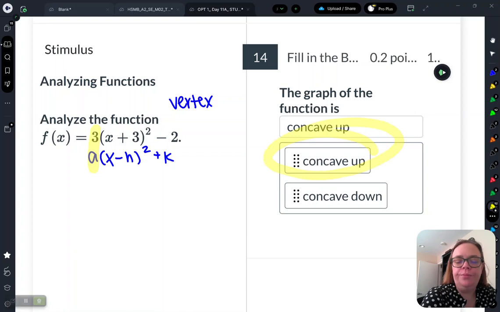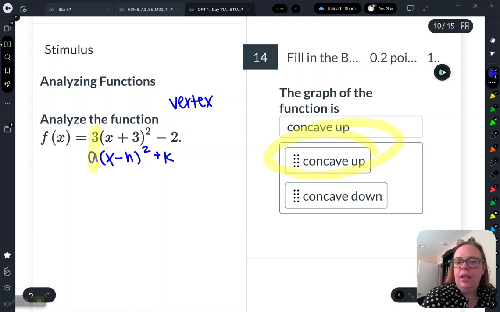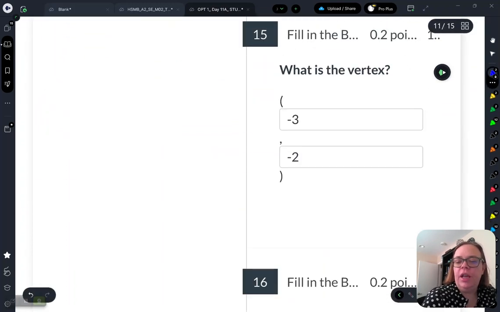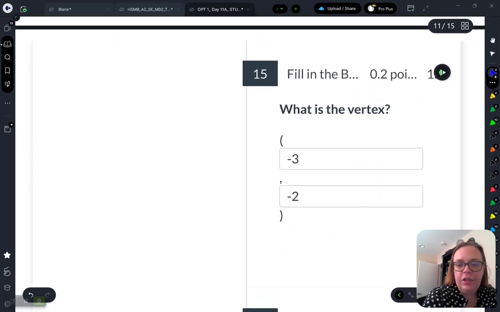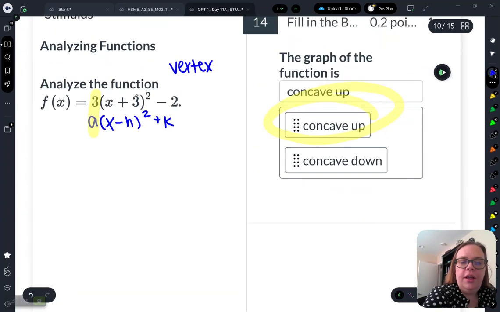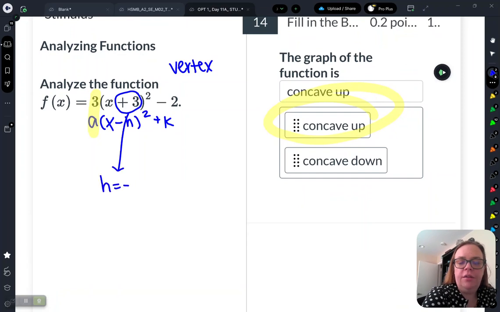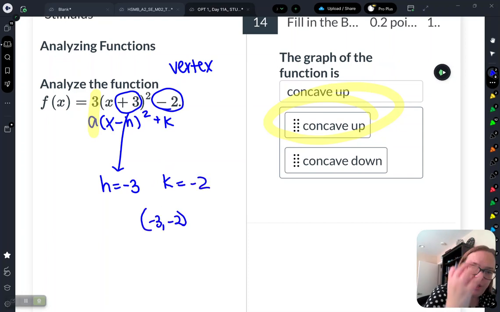And then 15 is what's the vertex? That is just reading the h and the k. Remember, if you see a +3, that means h is a -3. k is a -2. So there's your vertex, (-3, -2). h is the opposite, k stays the same.